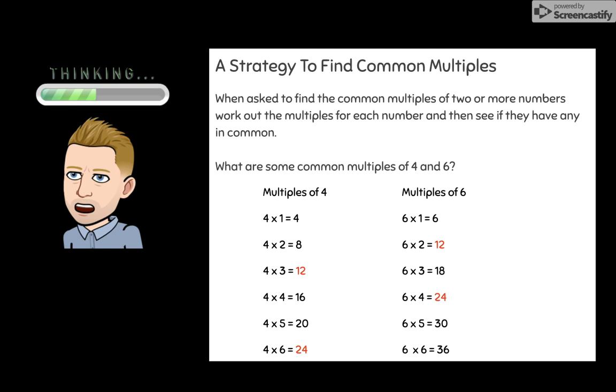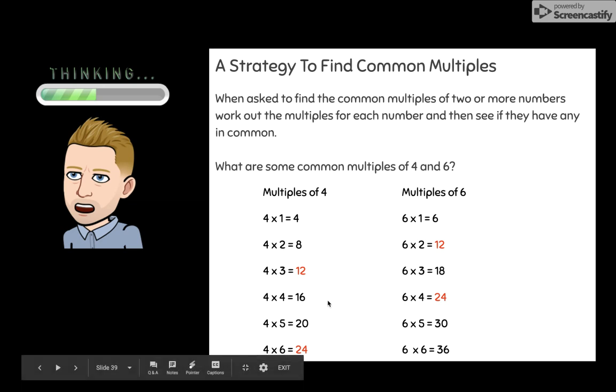A strategy to find common multiples. When asked to find common multiples of 2 or more numbers, work out the multiples for each number and then see if they have any in common. So someone asked me, what are some common multiples of 4 and 6? I've listed some multiples of 4 in this column and some multiples of 6 in this column. And then I've gone through and highlighted the ones that they share.